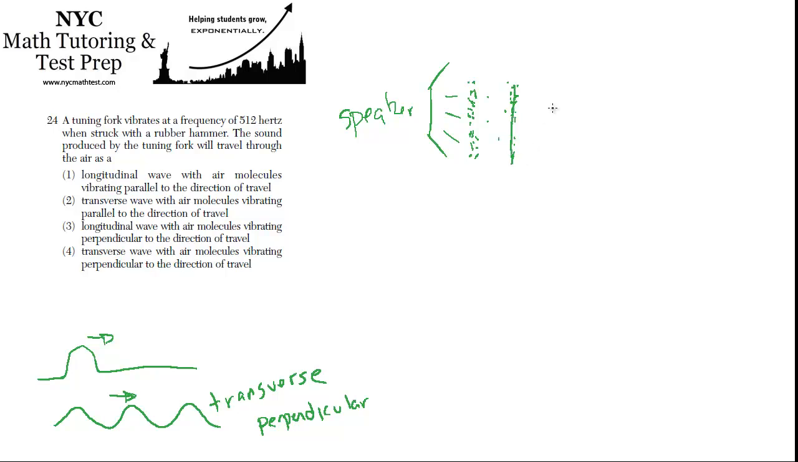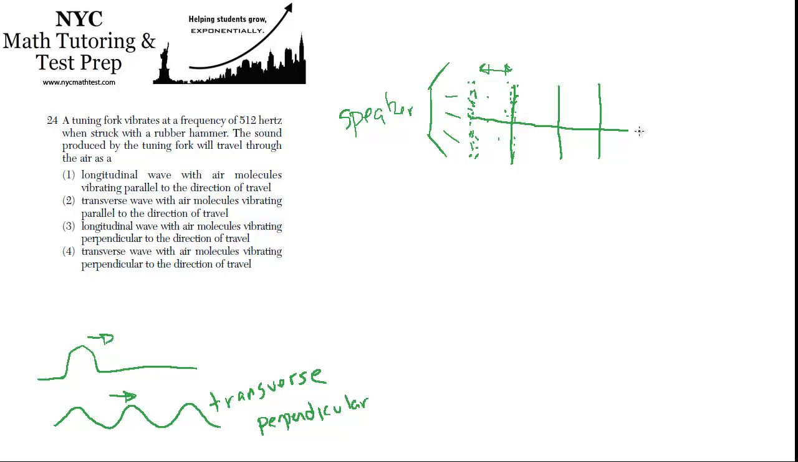And then they'll be kind of sparse again, and then there'll be another wave front here, and another wave front here. And basically these molecules are moving back and forth, left to right. It's a wave front here and a wave front here. And it's dense, dense, dense, dense, and then the spaces in between are sparse. So the actual motion of the air molecules that are vibrating is back and forth like this. And that's parallel to the direction of the wave itself, which is moving to the right away from the speaker.